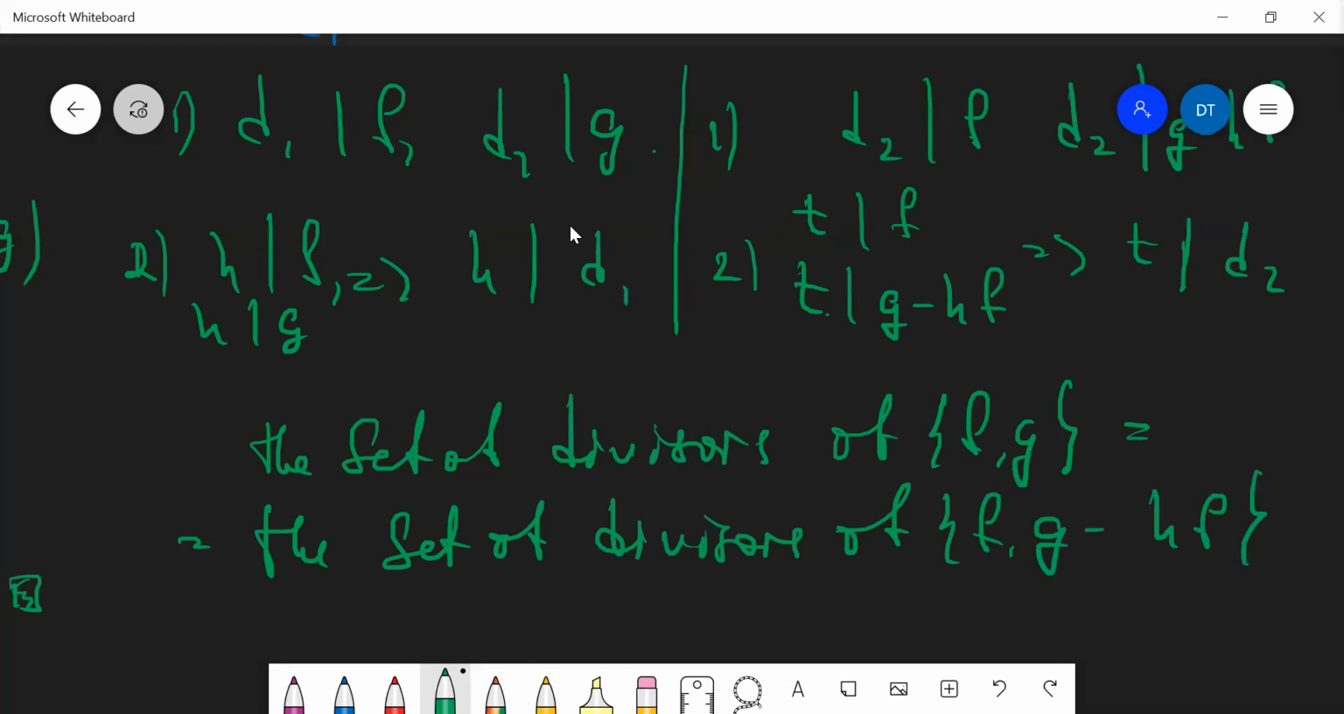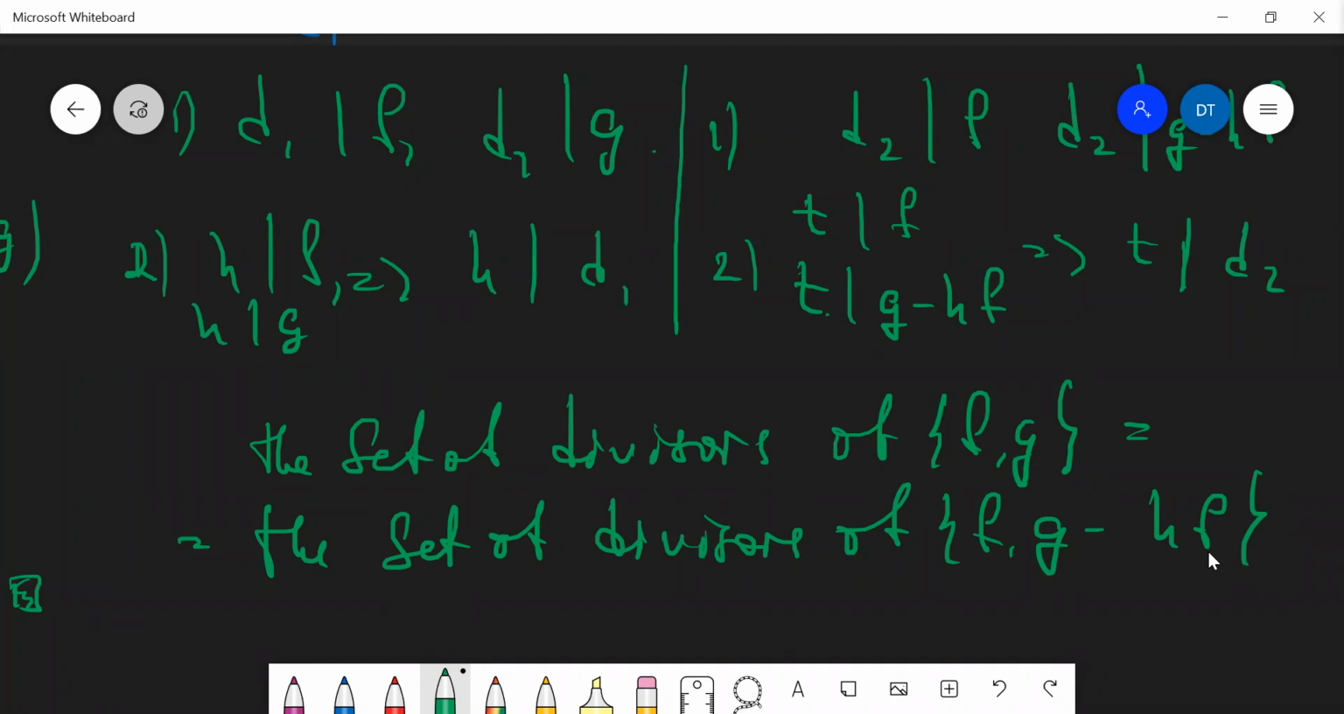But what is the greatest common divisor? For F and G, it is an element of this set which is divisible by everything else from this set. What is the greatest common divisor for these two polynomials? It is an element of this set divisible by every other element of this set. So these are exactly the same notions.